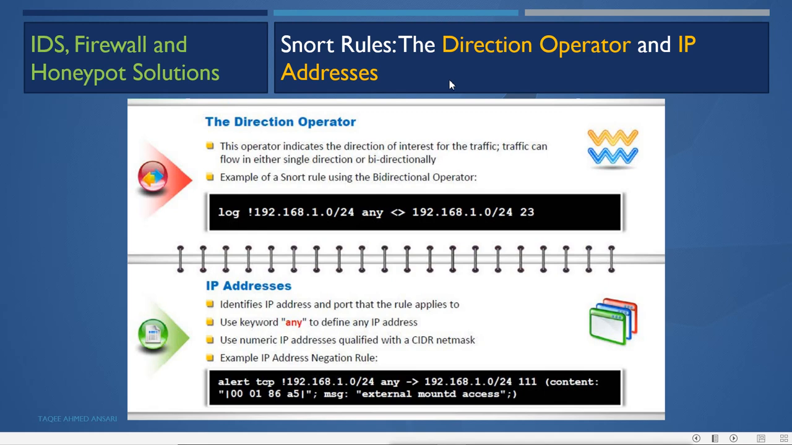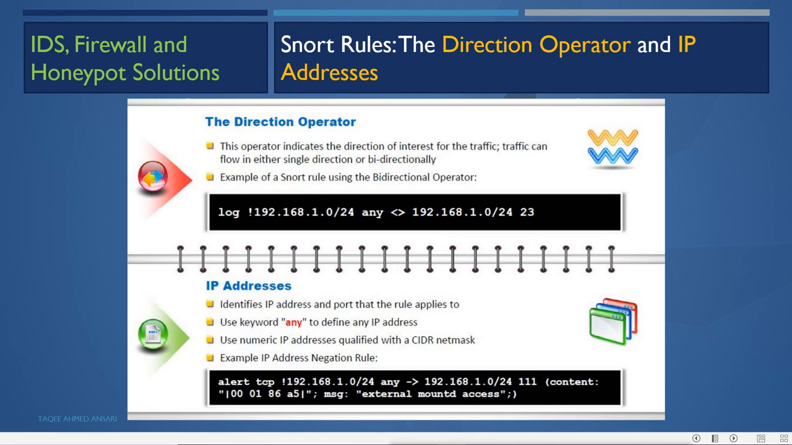Snort rules, that is the direction operator and the IP address. Again, the direction operator indicates the direction of interest for the traffic, and traffic can flow in either a single direction or bidirectional. An example of a Snort rule using the bidirectional operator is this. Bidirectional operator means it is telling about both directions, inside or outside, both. If you want to go for the inside, you will use the left side arrow. If you want to go for outside, you will use the right side arrow.